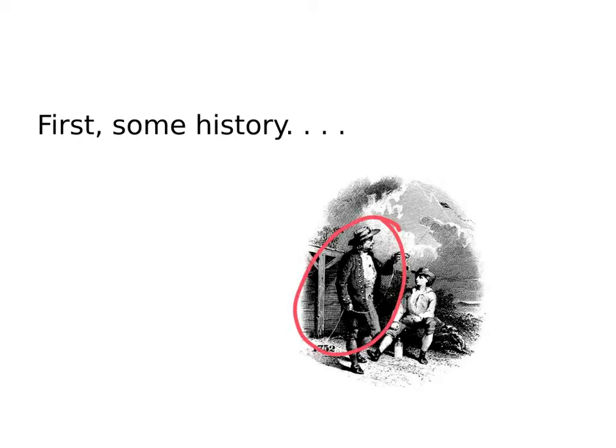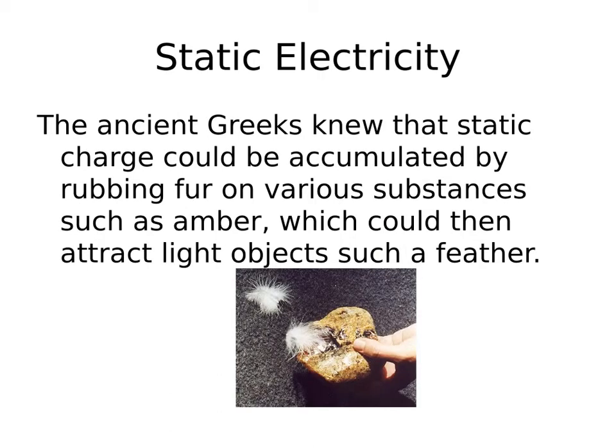If you're a fan of American history, that's Ben Franklin, doing his famous experiment with the kite and the key, and a little bit of lightning. But the ancient Greeks actually knew something about static charge, because they knew that it could be accumulated by rubbing fur on various substances like amber. Amber is that hard yellow substance that can form in certain kinds of trees. Then the amber would have a charge and it could attract small light objects like feathers.